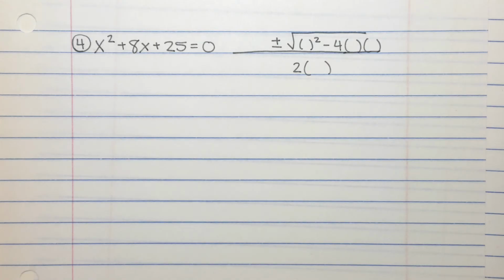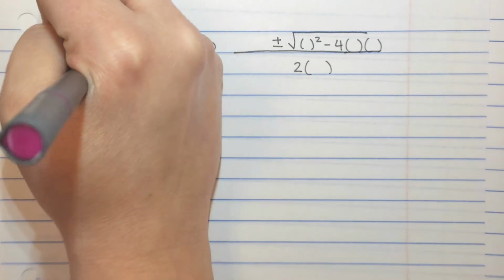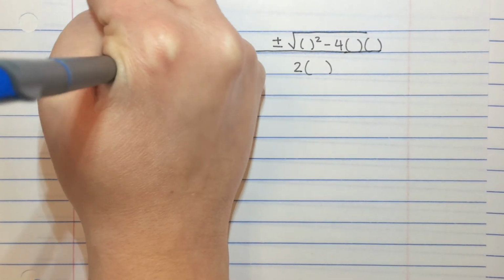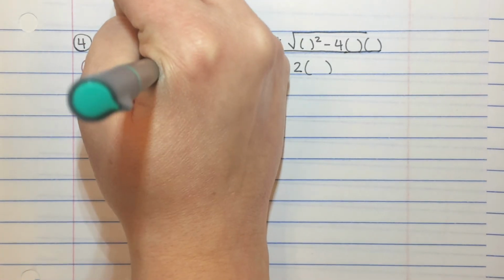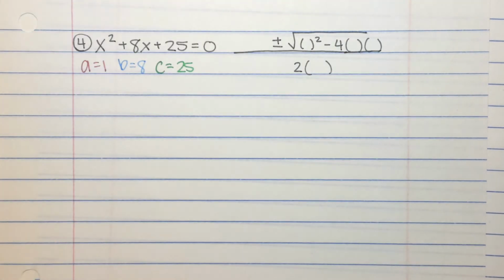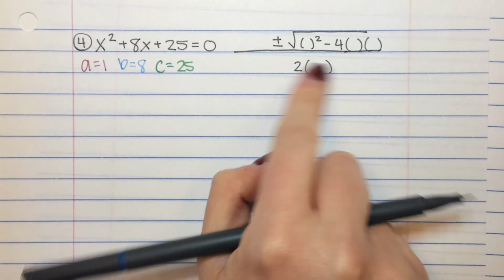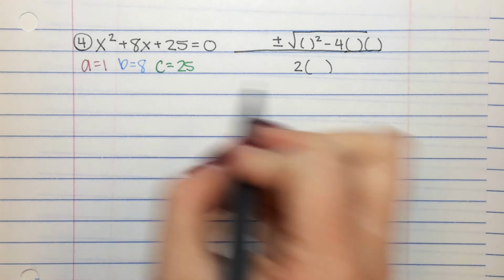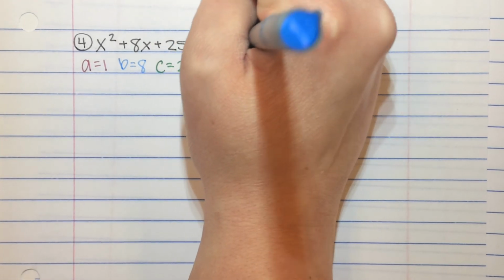Okay, here's number 4. We're going to list out A, B, and C. So A is 1, B is 8, and C is 25. Okay, I'm going to plug those in. Just for time's sake, I went ahead and wrote out the shell of the formula, and I'm just going to plug things in where they go. So the opposite of B, so the opposite of 8 is negative 8.